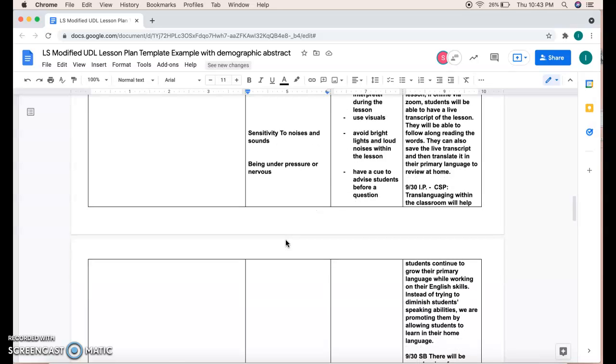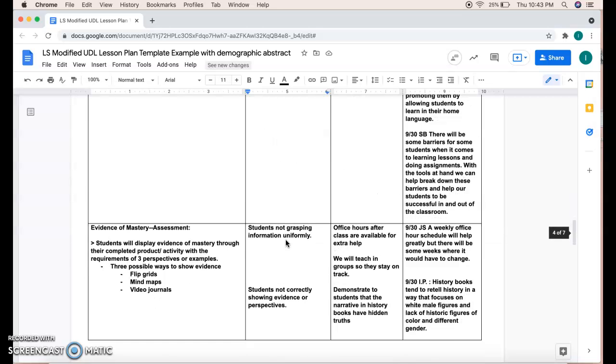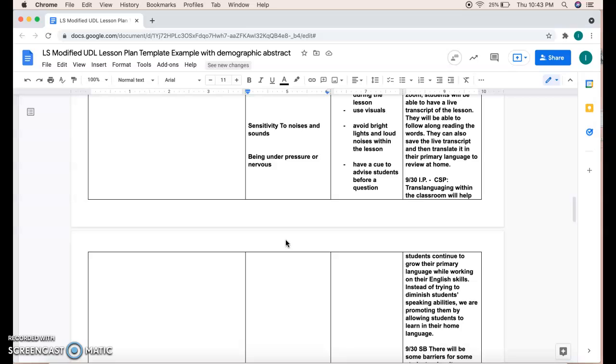Another barrier we found is that many students feel under pressure when being asked a question or when preparing to answer a question, or they may feel nervous sharing their opinions and thoughts. So we came up with a solution of providing cues to students before a question, to advise them that we are going to call on them, so they could be prepared and have time to think of an answer. And this would actually help students who struggle with a disability like autism or dyslexia. It will give them more time to prepare and will allow them to not feel pressured.